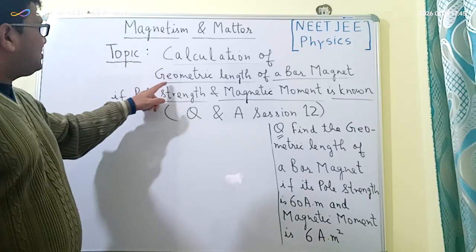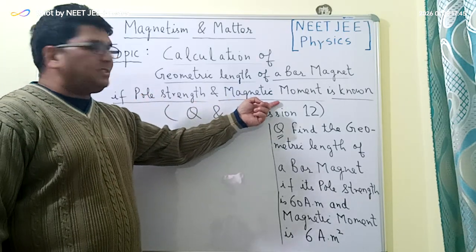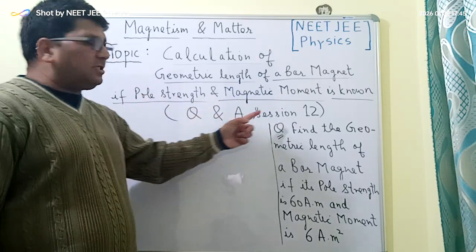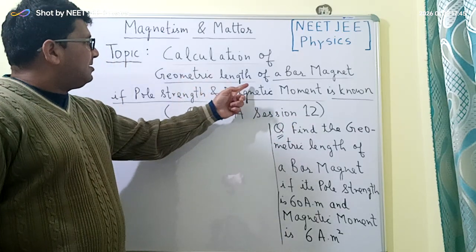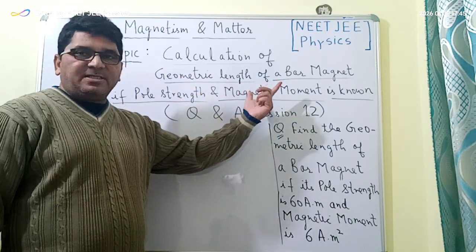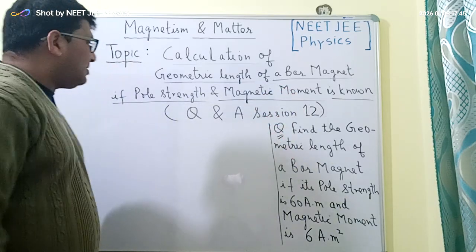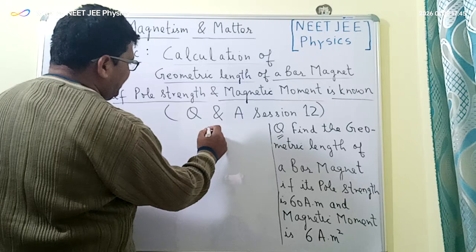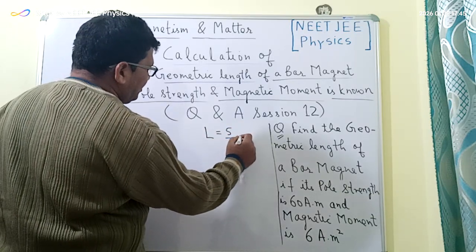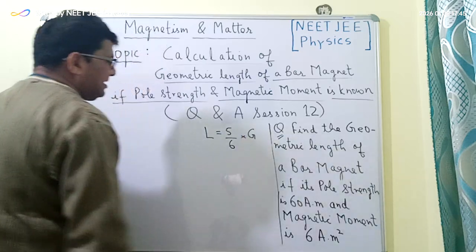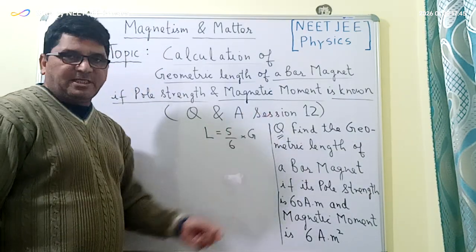The topic is the calculation of the geometric length of a bar magnet if its pole strength and magnetic moment are known to us. This session is in continuation of session number 10, in which we studied the geometric length and the magnetic length of a bar magnet. In that session, we also learned that the magnetic length L is equal to 5 by 6 into the geometric length of the bar magnet. This was a relation which we studied in session number 10.